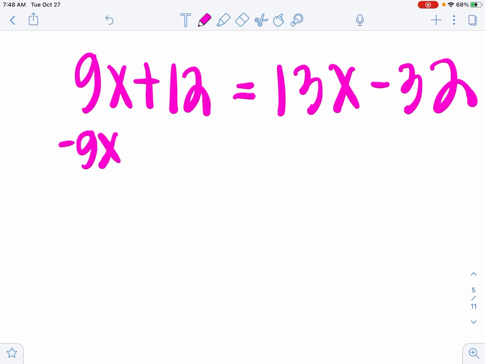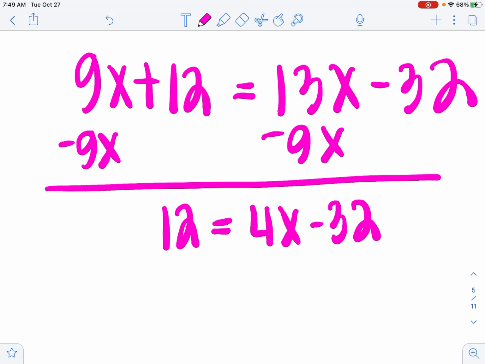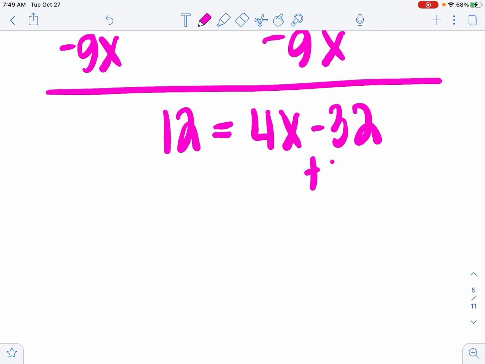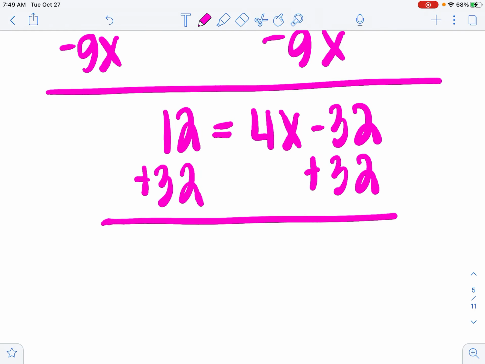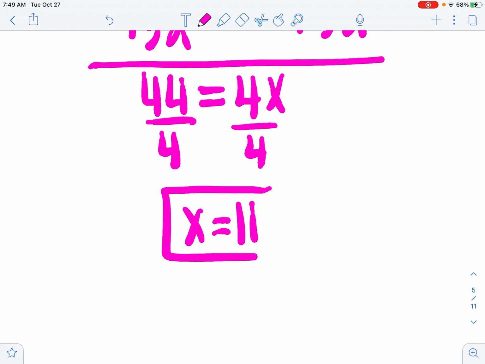So I'm going to get all my x's on one side. So I'm going to subtract 9x from both sides. I have 12 equals 4x minus 32. Add 32 to both sides. 44 is equal to 4x. And my equal sign, there we go. And then divide by 4 to get x by itself. So this is x equals 11.